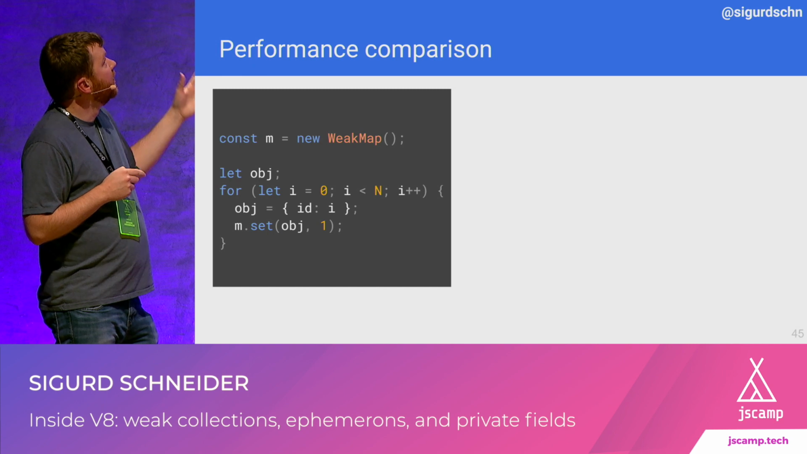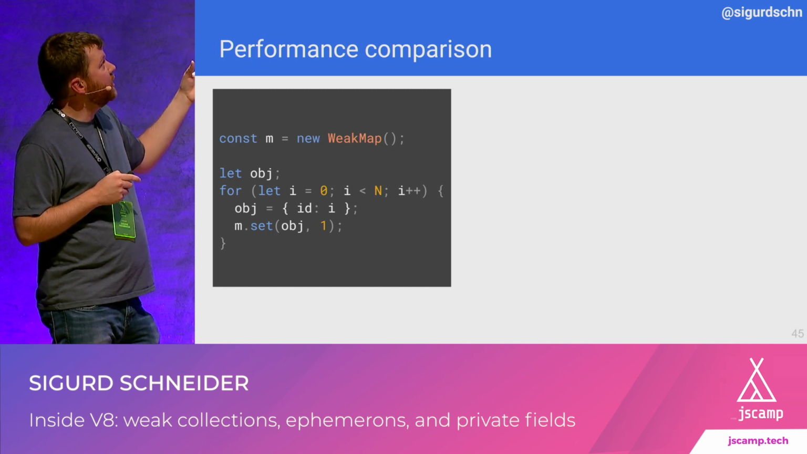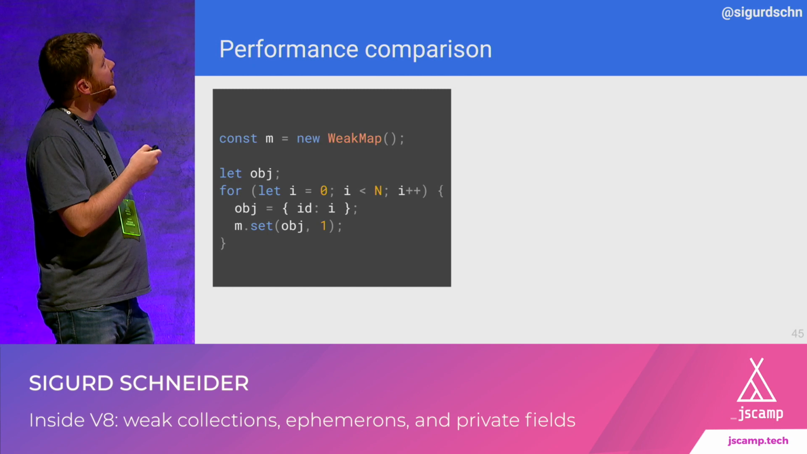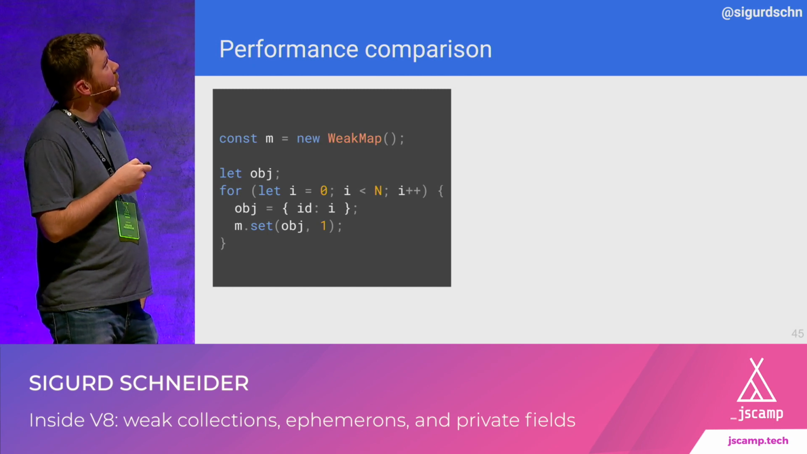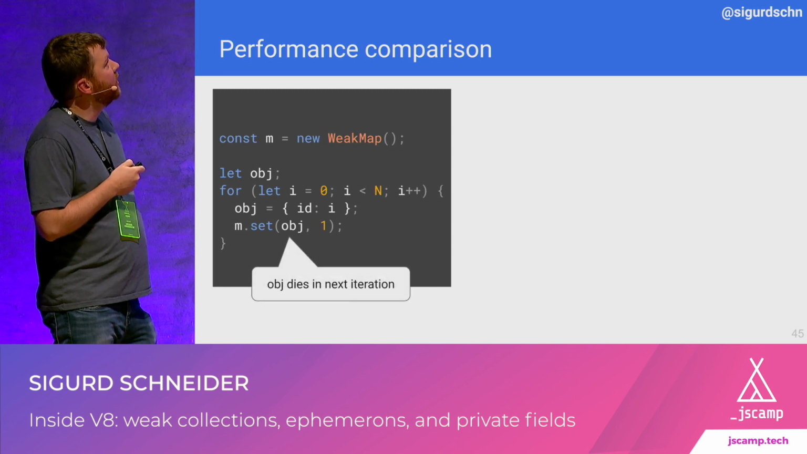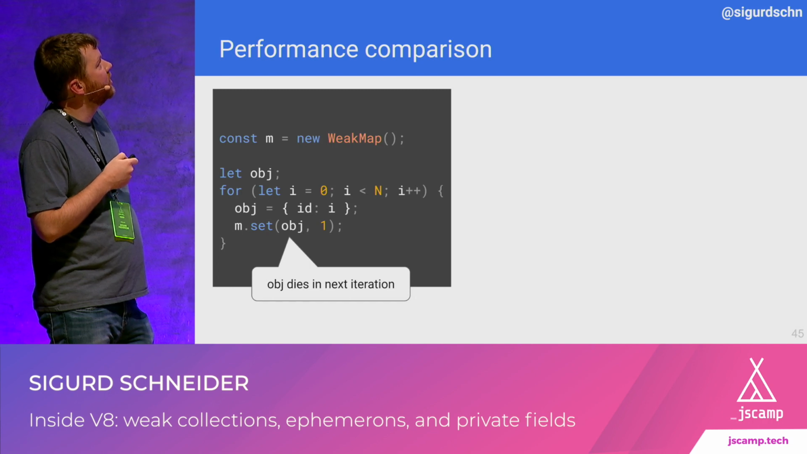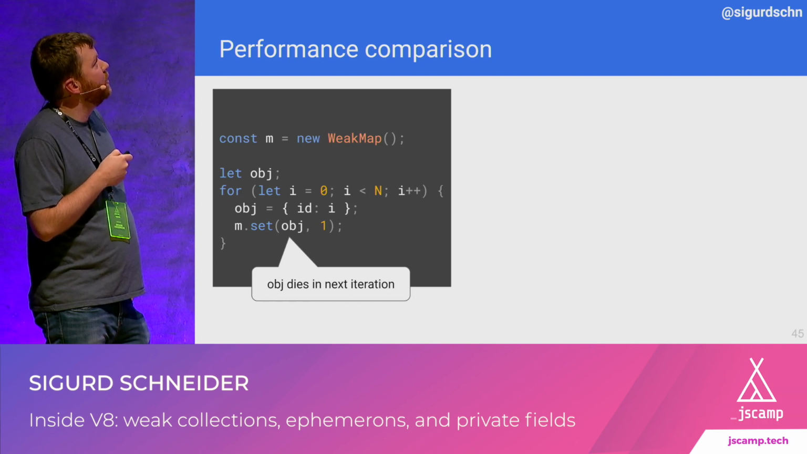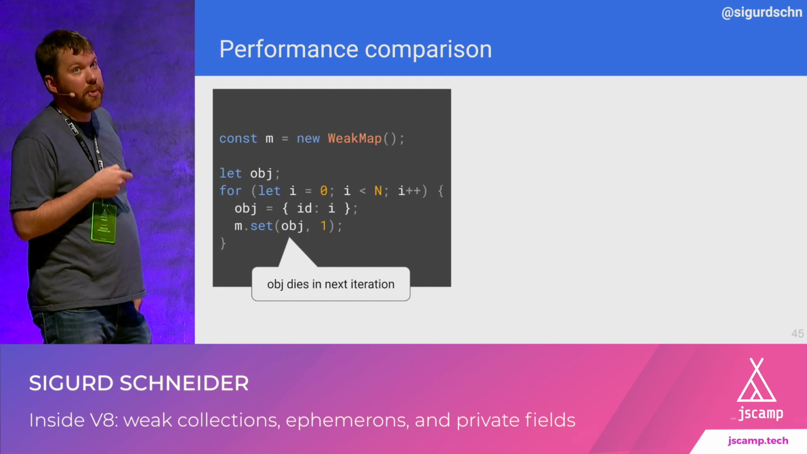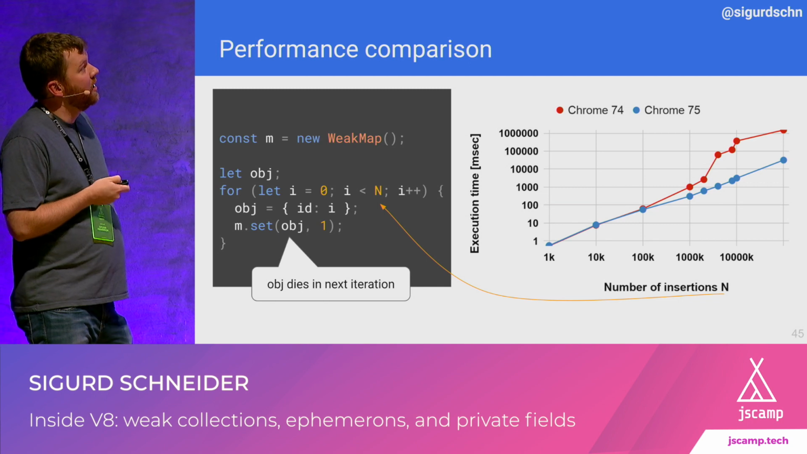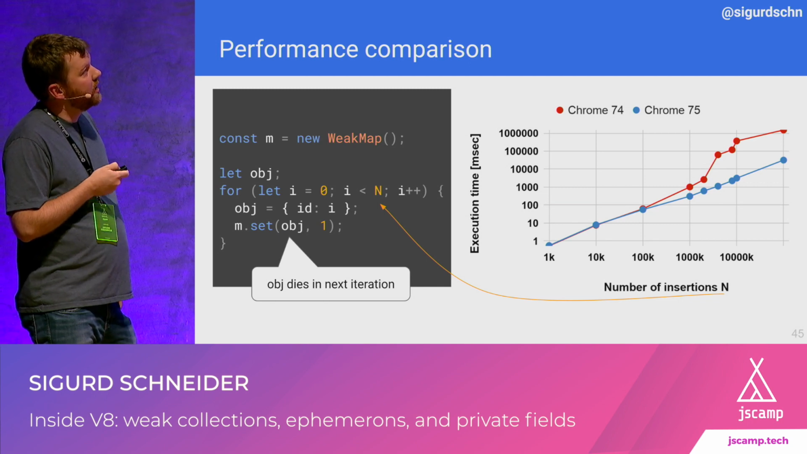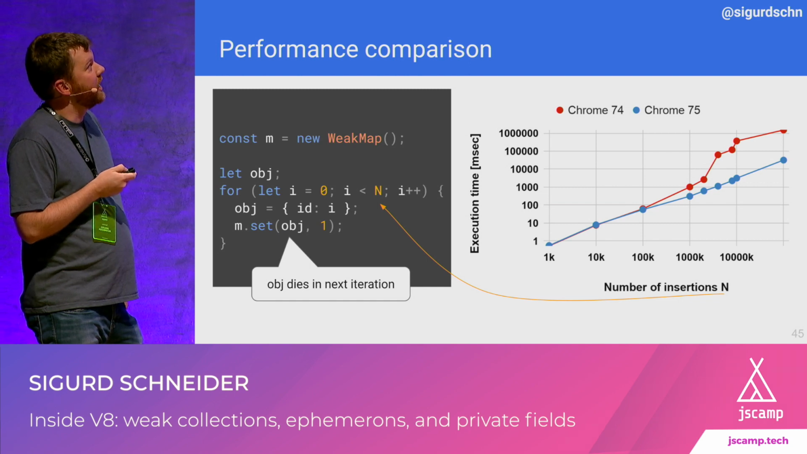So here is a micro benchmark that exhibits this problem. We create a weak map, and then we run through a loop for n times, creating new objects in each iteration. And note that the object we create in one iteration will die in the next iteration, because obj is the only thing keeping it alive. The weak map is a weak map and doesn't keep its key alive. And if you plot the performance with both logarithmic scales, if this line is going up, it's really, really bad.